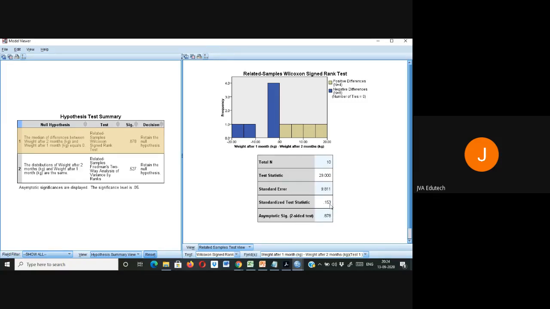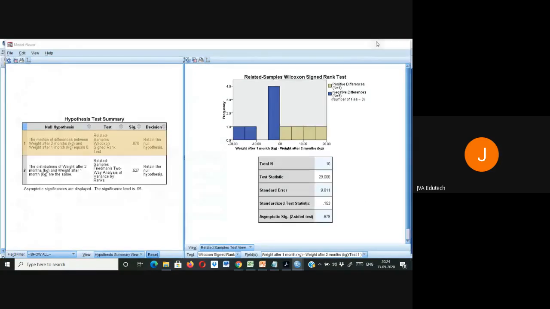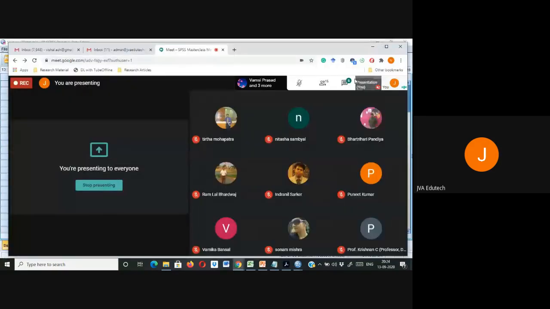So calculate the Z value divided by the square root of the total sample size, and you will get the effect size. You can say that these are very weak effects and this is coming only due to the very small duration of dieting, that is 1 month and 2 months. Within 1 or 2 months, diet cannot have any significant effect on the weight of the people. Clear?